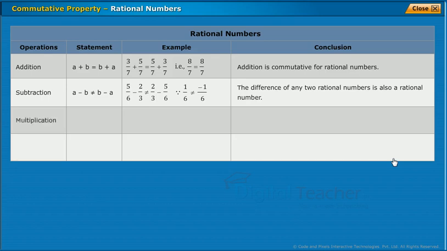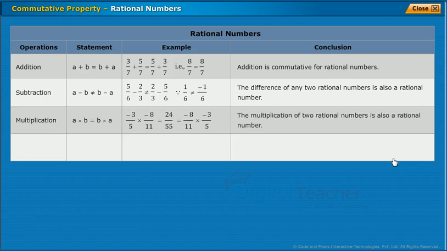Under multiplication, it states that the change in the order of two rational numbers does not change the result when multiplied. For example, the product of -3/5 and -8/11 is equal to 24/55, which is also equal to the product of -8/11 and -3/5. It concludes that the multiplication of two rational numbers is also a rational number.